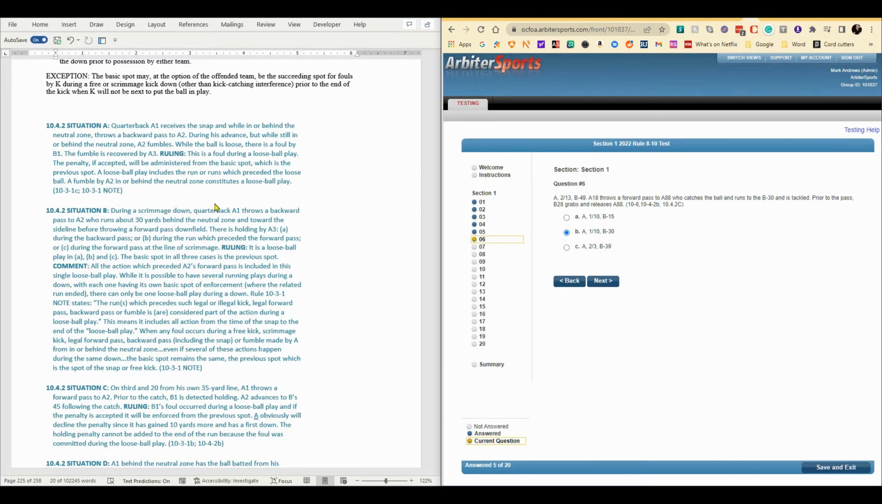But 10.4.2a is a better example of what we've got here. This doesn't involve a pass, but involves a fumble. It's still a loose ball. And it describes that this is a foul during a loose ball play. The penalty, if accepted, will be administered from the basic spot, which is the previous spot. A loose ball play includes the run or runs which precede the loose ball. So a loose ball is a loose ball. Anyway, the answer is B.